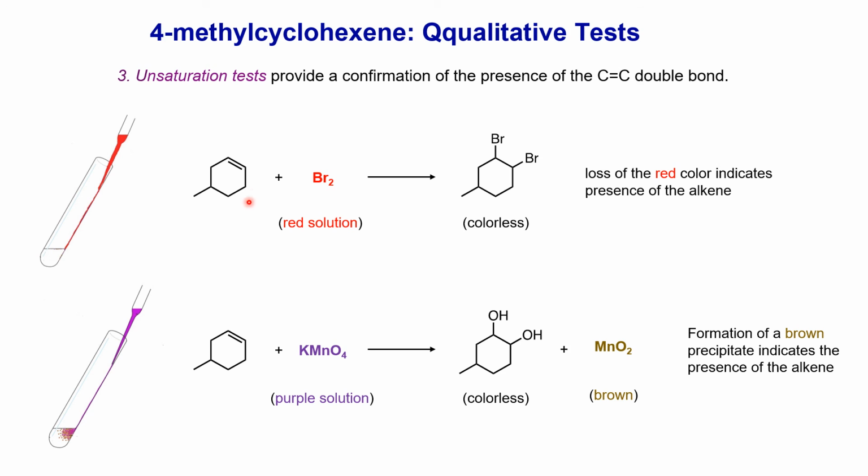Hopefully you get 4-methylcyclohexene instead of 4-methylcyclohexanol, right? So the 4-methylcyclohexanol will be the negative control, right? Negative control means it should not react with bromine or potassium permanganate solution, okay? If you have 4-methylcyclohexanol, then you are expecting the red bromine solution to remain red, and the potassium permanganate solution will also remain purple, right? Okay, so look out for these changes in color and also formation of brown precipitate, okay?